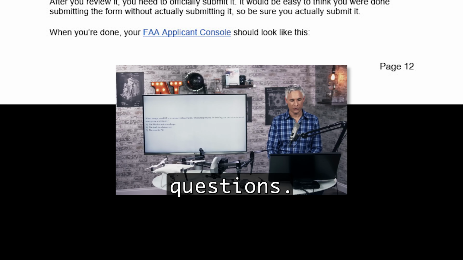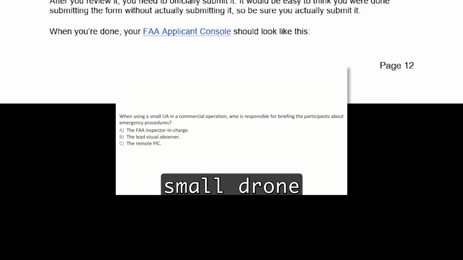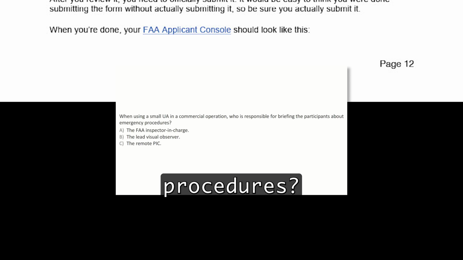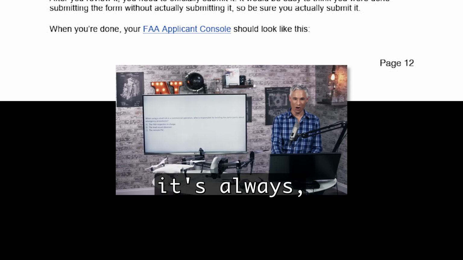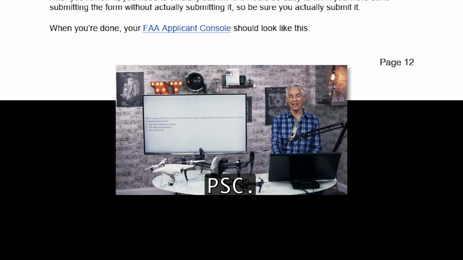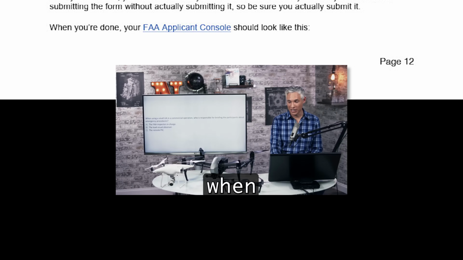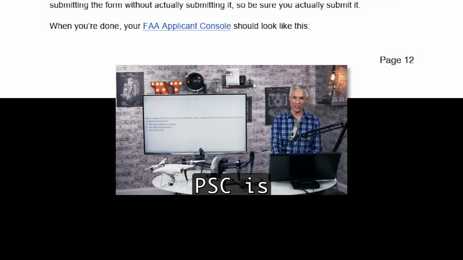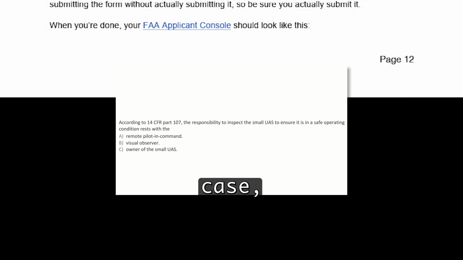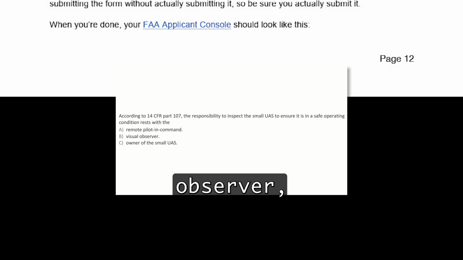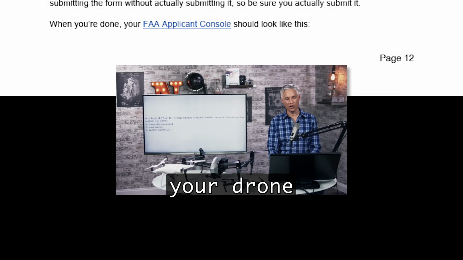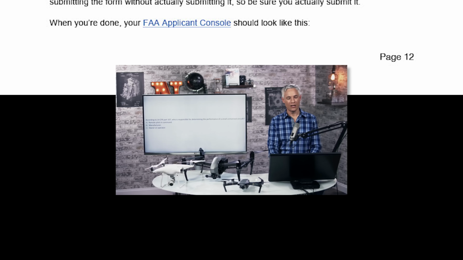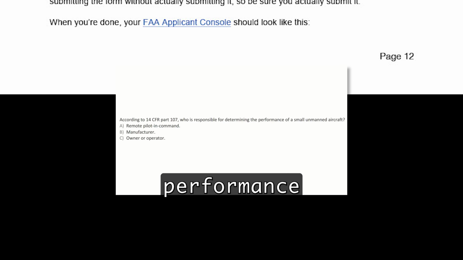Let's look at some sample questions. When using a small drone in a commercial operation, who's responsible for briefing the participants about the emergency procedures? The remote PIC. It's almost always going to be the remote PIC. The only other time it's not is when they say, who helps the remote PIC do this? In that case, it would probably be the visual observer. Whose responsibility is it to inspect your drone to ensure it's safe? The remote PIC. Who's responsible for determining the performance of the drone? The remote PIC.